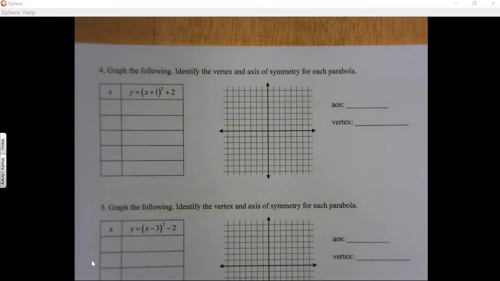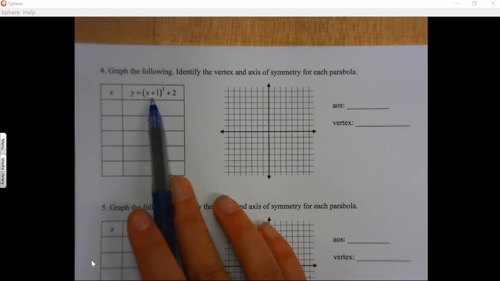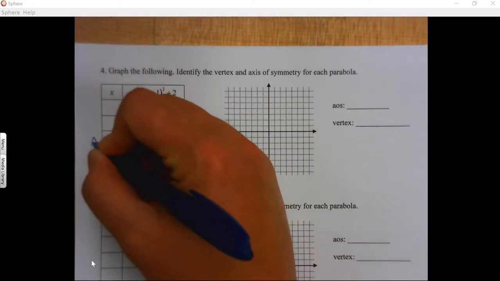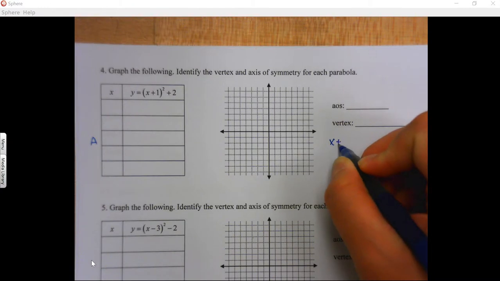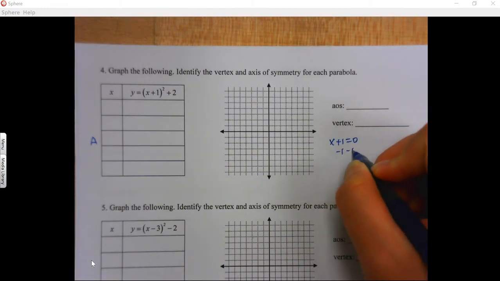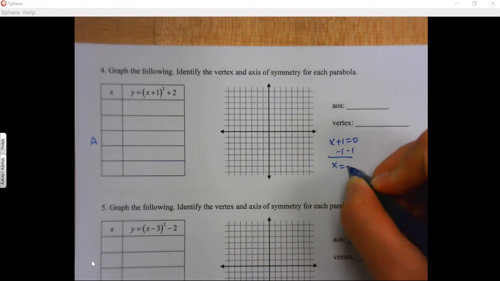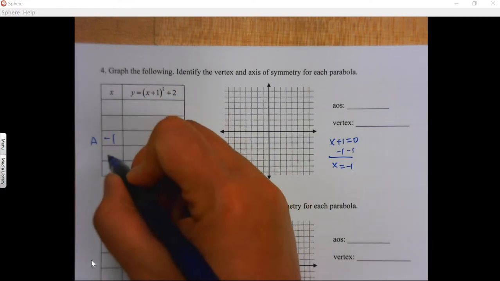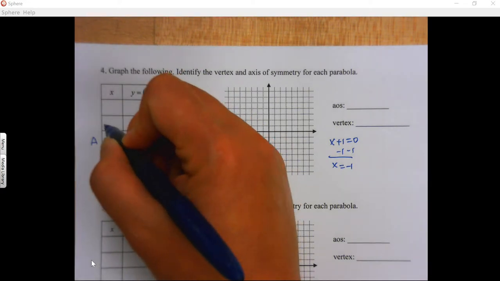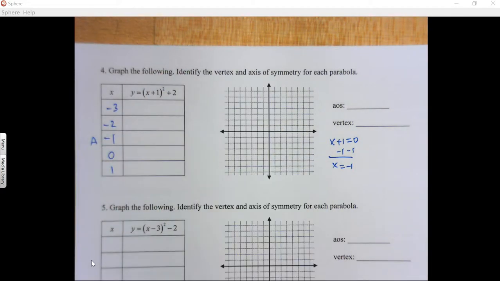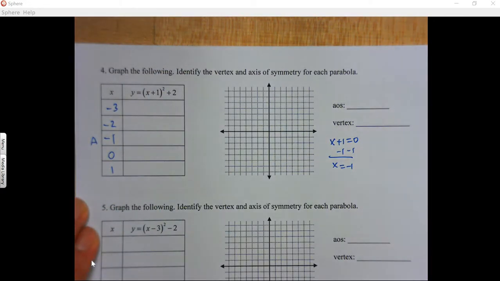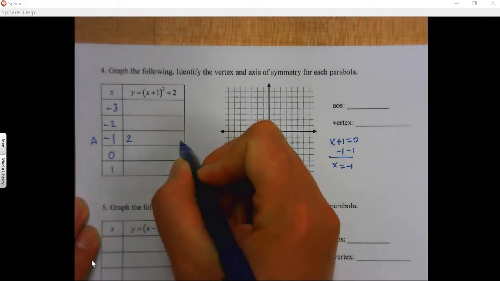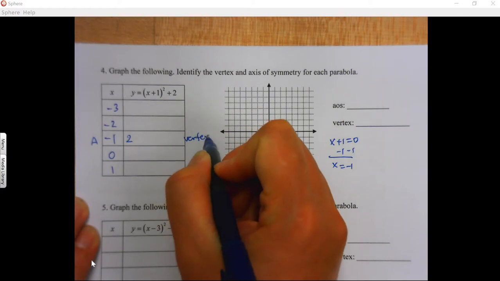On problem number 4, we have inserted some parentheses here, which really helps us with identifying the argument. Again, I'm going to take that part that's in the parentheses, the x plus 1, and I'm going to set it equal to 0 so that I can find out that the x value of my vertex is negative 1. We have 0 and 1, and we have negative 2 and negative 3 are the other values for our parabola. The y value of my vertex is that 2 that's right there. And again, this middle one is our vertex.